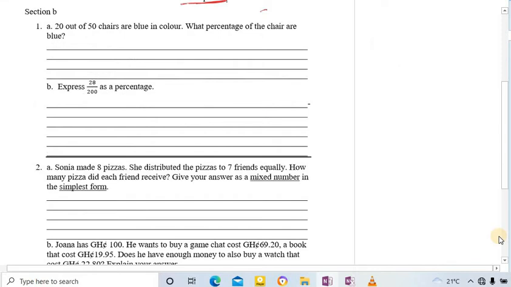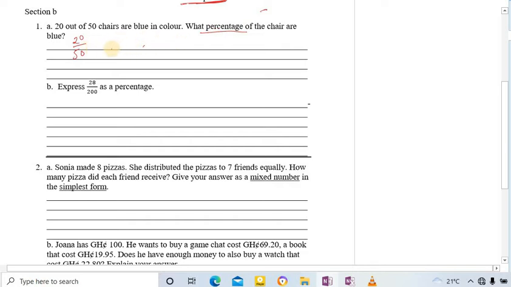Great. If you followed me so far, we've just finished our objective questions, our multiple choice questions, and we are at section B, the second section, which involves a lot of writing, subjective stuff here. Now the first question: 20 out of 50 chairs are blue in color. What percentage of the chairs are blue? It simply means change 20 out of 50 into a percent.